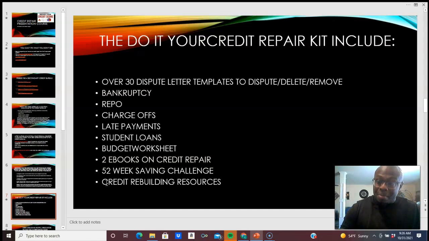It shows you step by step everything you need to get that bankruptcy off your credit report, because it's something called Pacer. Never heard of them, but it's in there. I'll show you if you get that kit.